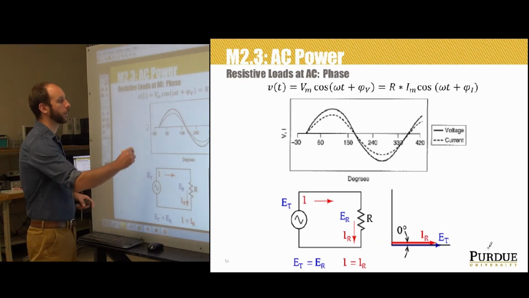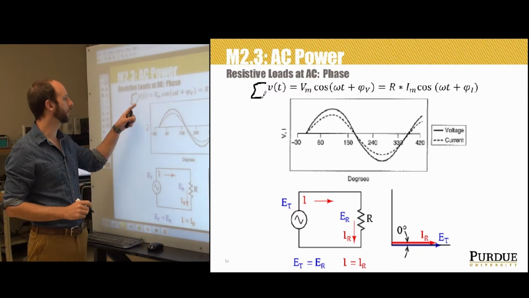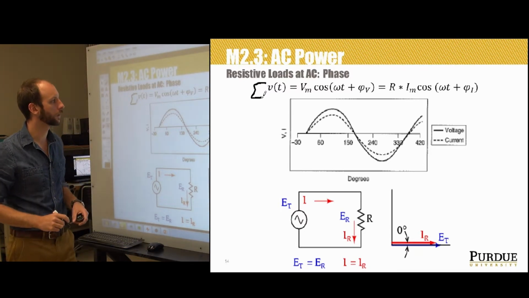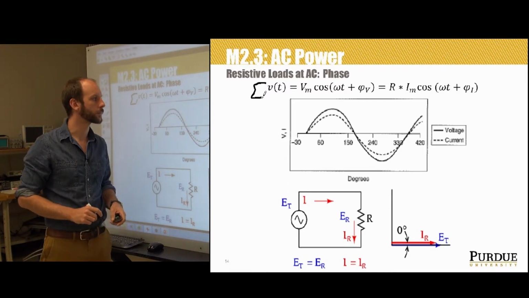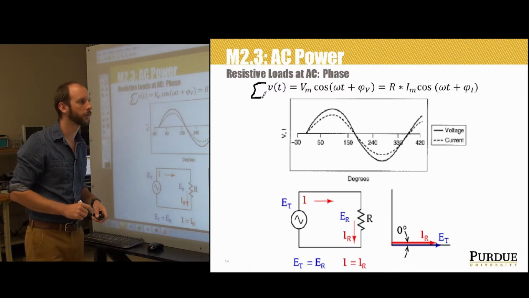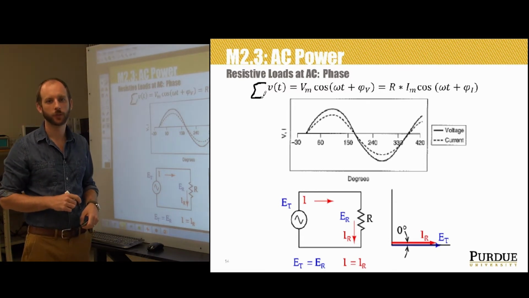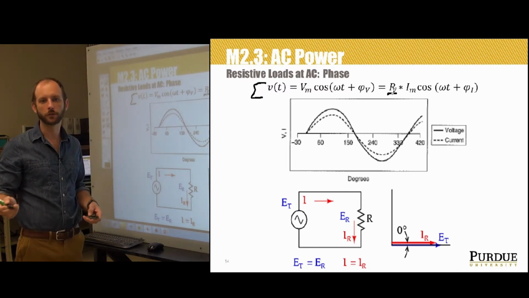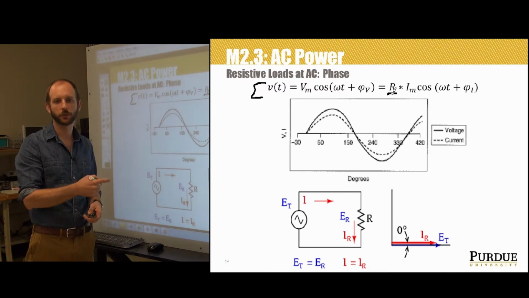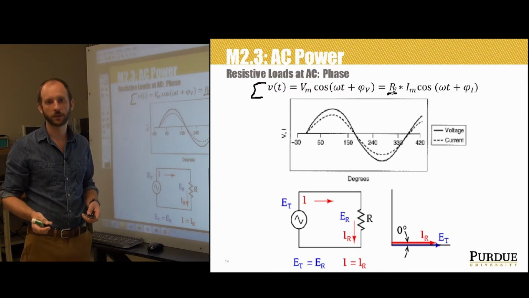So here I've just rewritten that same equation again. So V of t equals V max cosine of omega t plus phi sub v, and that is equal to R times I max cosine of omega t plus phi sub I. So that is technically Ohm's law written for an AC situation. You'll notice that in this equation, R here was not written as R of t. This is because the resistance value is constant and doesn't change with time, and R of t is therefore unnecessary.